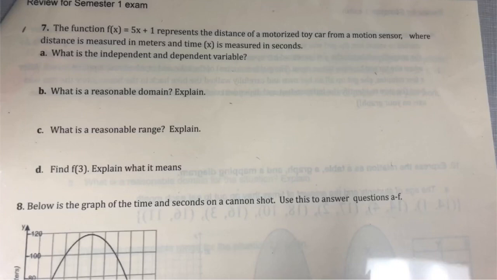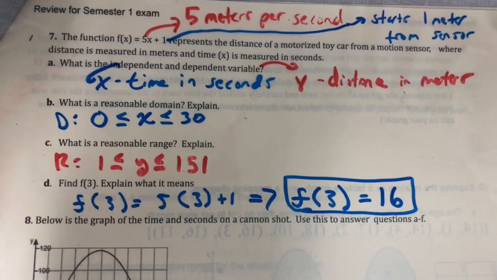So on this one, we have a situation. We need to make sure we interpret the independent variable and find the domain and range. So for this car, we have 5 meters per second. Time is in seconds, distance is in meters. The domain of 0 to 30 makes sense because that's how far it will go.